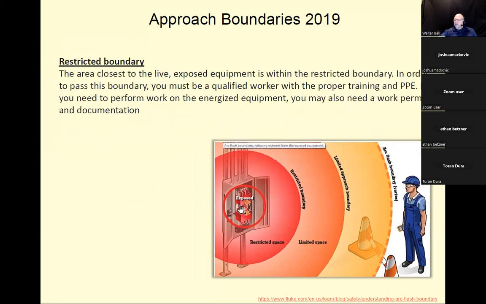And here is the restricted boundary. That's the last boundary. The area closest to the live exposed equipment is within the restricted boundary right here. In order to pass this boundary, you must be a qualified worker with the proper training and PPE. If you need to perform work on the energized equipment, you might also need a work permit and documentation.